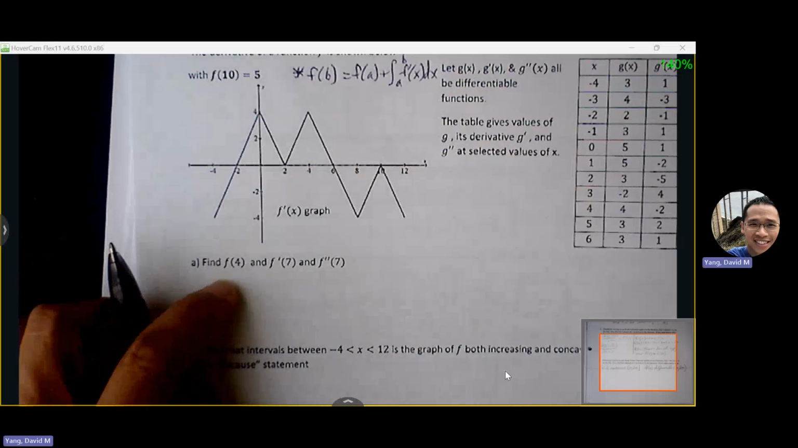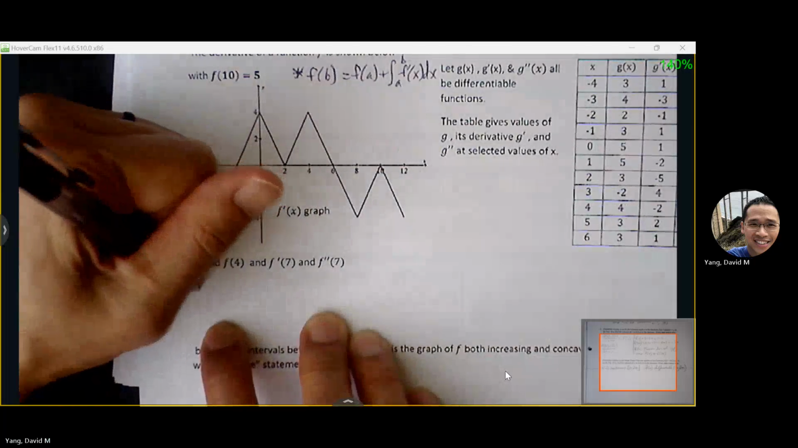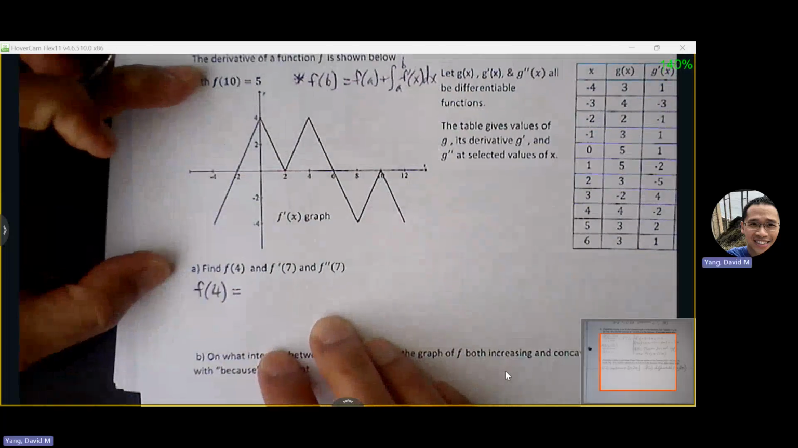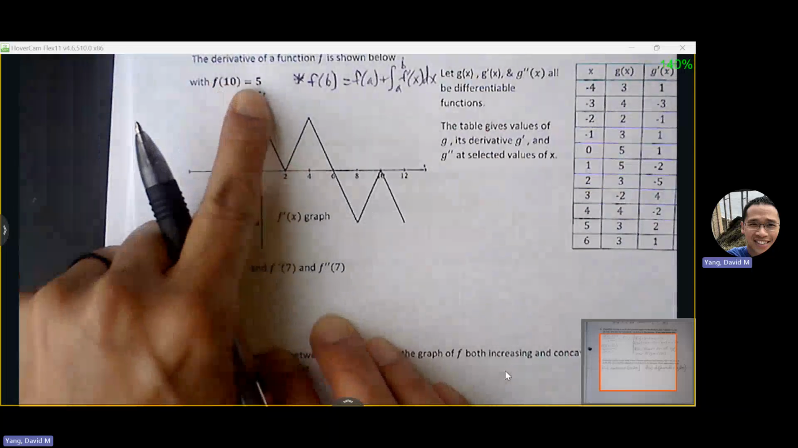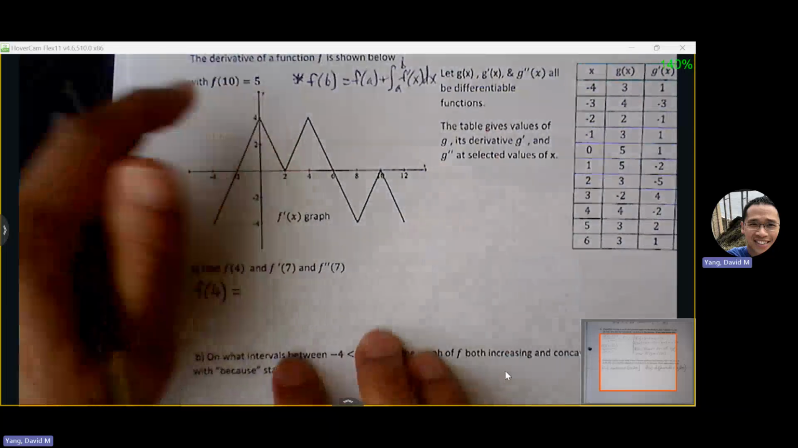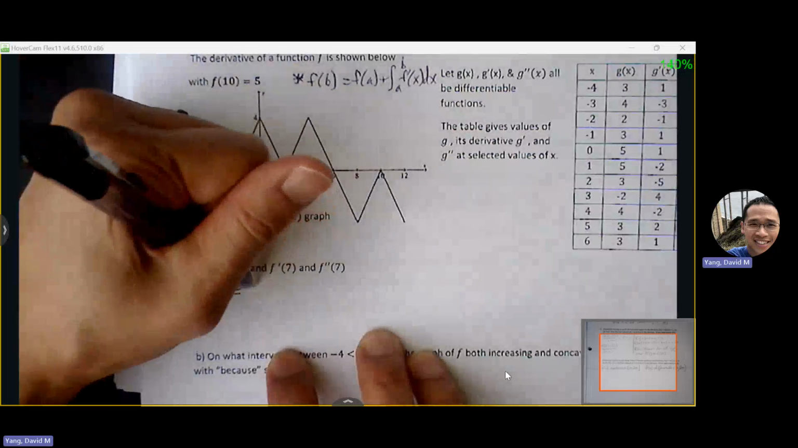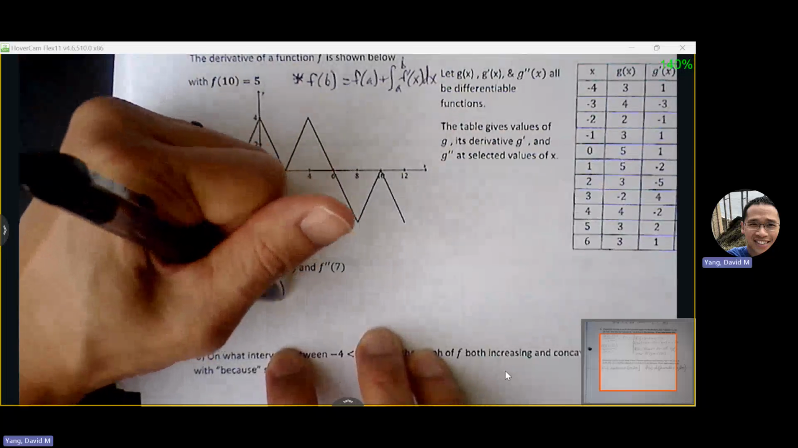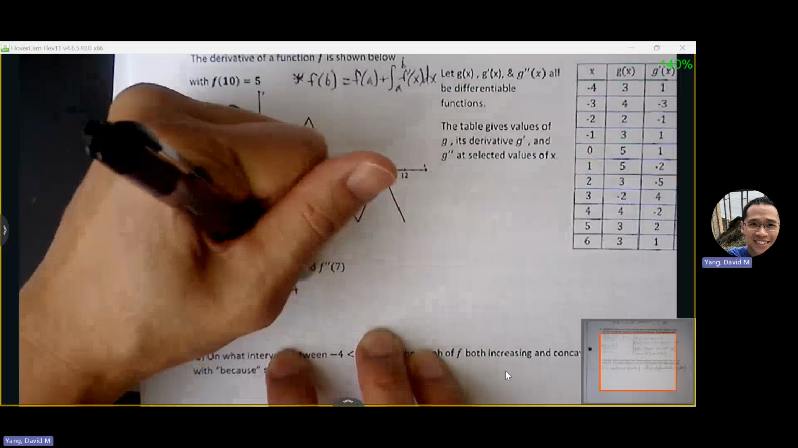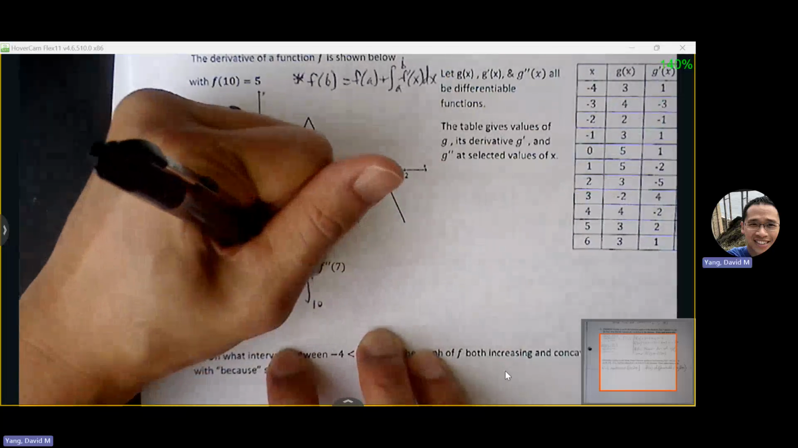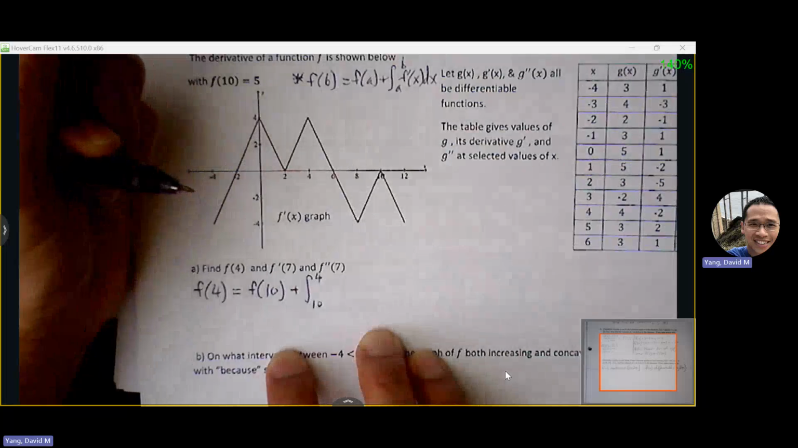So if I want to find f of 4, I know I have to involve the displacement between 4 and 10, but I also have to make sure I include where I begin. So f of 4 is what I'm looking for. F of 10 is my starting point. And I've got to figure out how much has changed between 10 and 4 under my f prime.